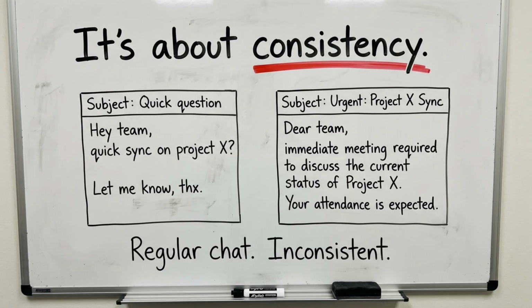And it's not just about saving you typing, it's about consistency. A regular chat might give you a slightly different version of an email every time you ask. An agent gives you the same reliable output shaped by the same rules every single time.